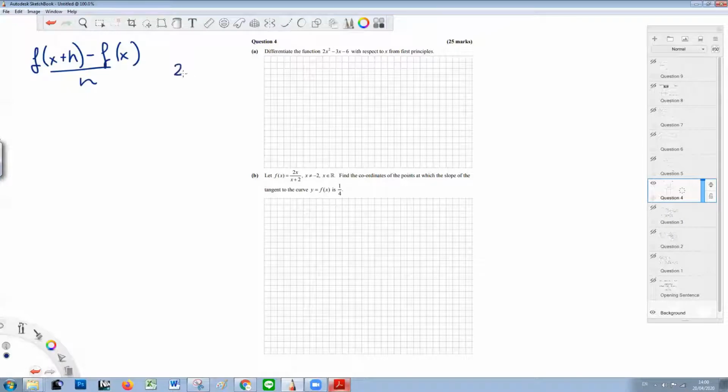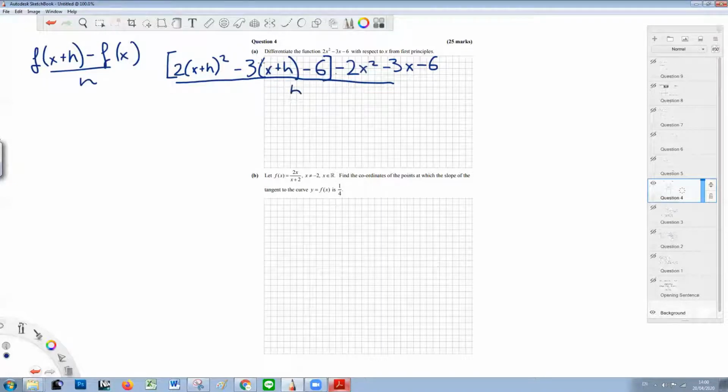So we have 2 times (x plus h) squared, minus 3 times (x plus h), minus 6. I'm going to put that in a bracket, and I'm going to say minus (2x squared minus 3x minus 6), all over h. So I better do this a little bit carefully. (x plus h) squared is going to be x squared plus 2xh plus h squared.